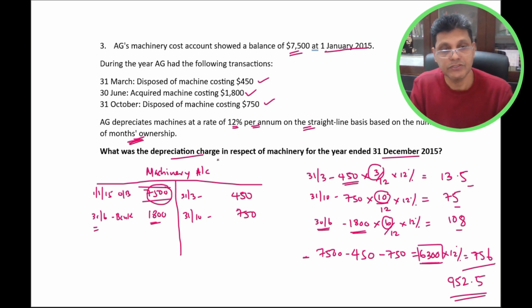What was the depreciation charge in respect of machinery for the year ended 31st December 2015? It's going to be 952.5. So this is the answer for this particular question.